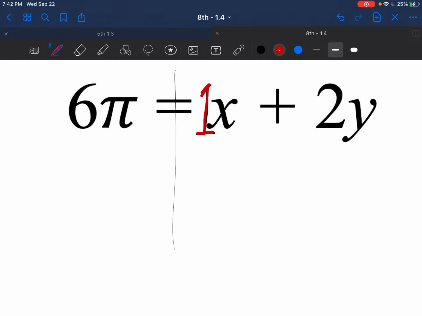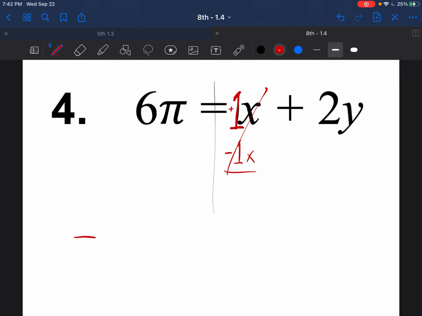Well, because that's 1x. How many x's do we have? We have 1x. So what's the opposite of just a positive 1x? Well, that's a negative 1x. We're going to cross that off. Whatever you do on one side, do it to the other. So we're just going to squeeze it in. So I have negative 1x plus 6 pi equals 2y.